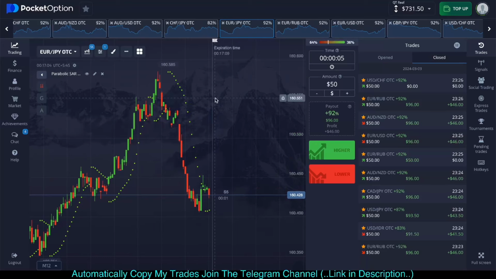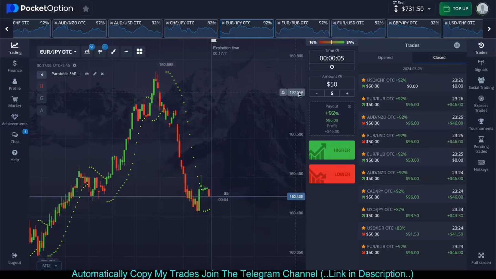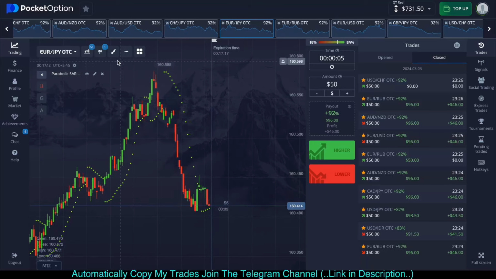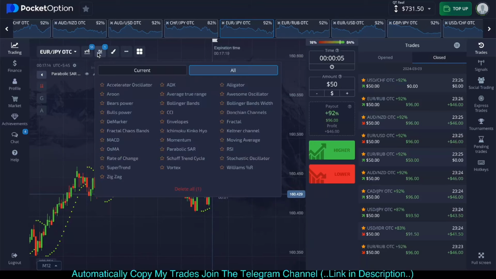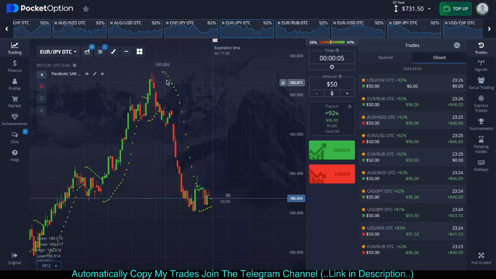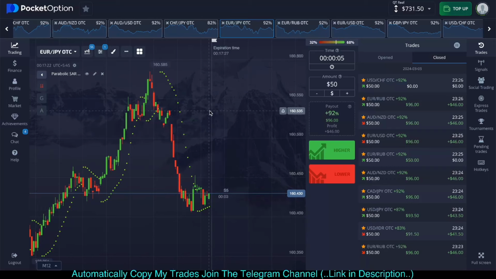Our trading time frame is also going to be 5 seconds, and just decide the amount that you want to invest in each trade. Once you do this much, just come here to indicators and implement this parabolic SAR indicator. Once you implement this parabolic SAR indicator, you will see this kind of dots in the chart.